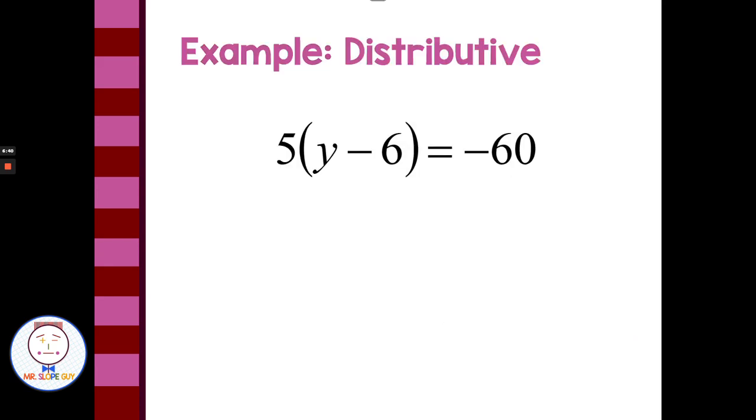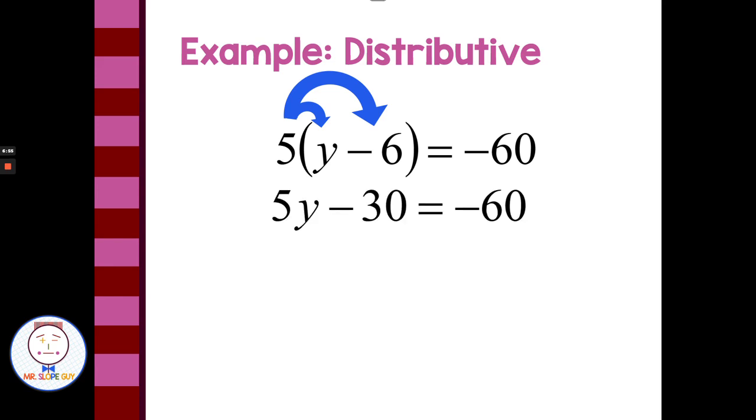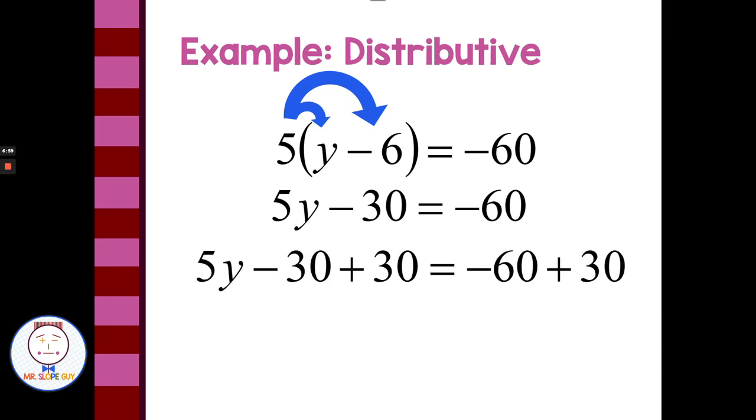Now, we do have a distributive property. Look at this. We have parentheses. So every time I have distributive property, I like to draw in my little arrows. So I can do a little arrow from the 5 to y and 5 to -6. 5 times y is 5y. 5 times -6 is -30. Add 30 to each side, and I get 5y equals -30. Divide both sides by 5, and y is -6.